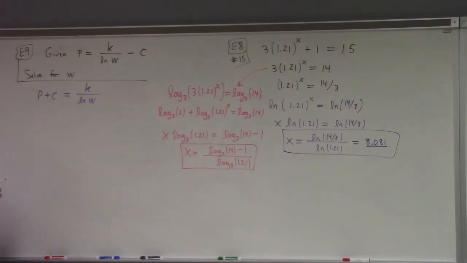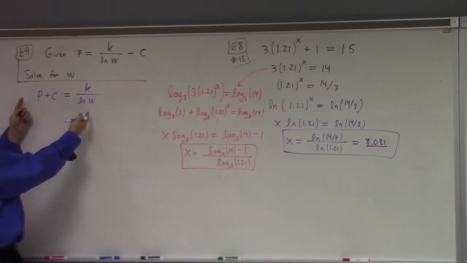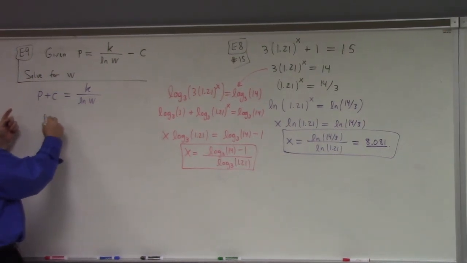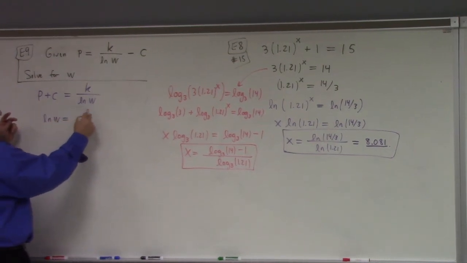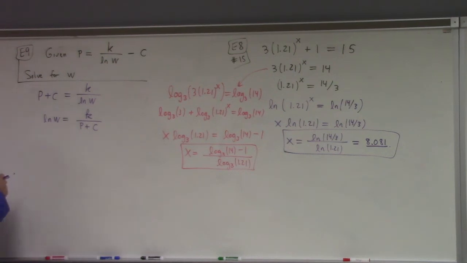Multiply by K. Oh, okay, so we could do this, right? We could write natural log of W equals K over P plus C. Would you agree? Does that make sense to you guys? So basically kind of like a cross multiplying step of sorts.